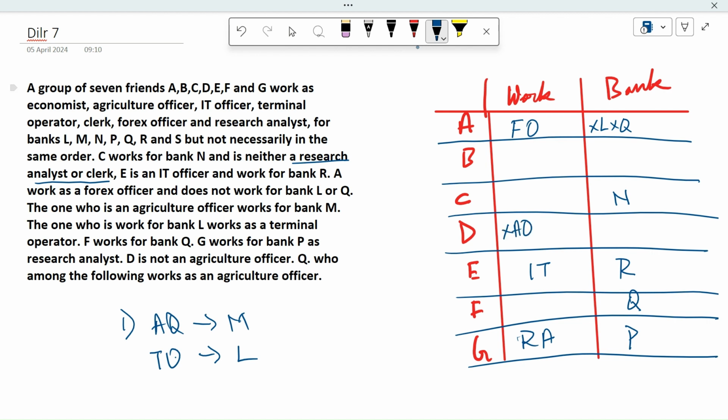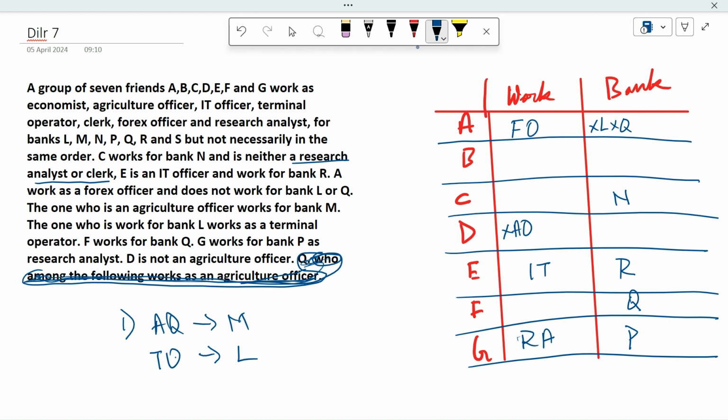Q: who among the following works as Q? Okay, so this is the part which is the question. This whole part is a question. Okay, I'm leaving this part for now. There were some questions around that, and now we need to plot it.